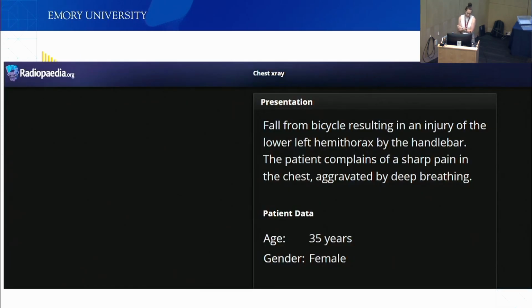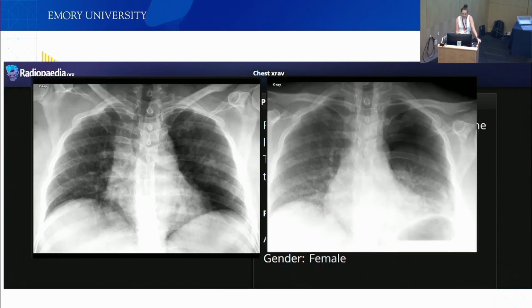This is, again, a Radiopaedia example from a bicycle fall. I had a bicycle fall yesterday. That's why I was like, I need to put this in. 35-year-old female, this is not me.